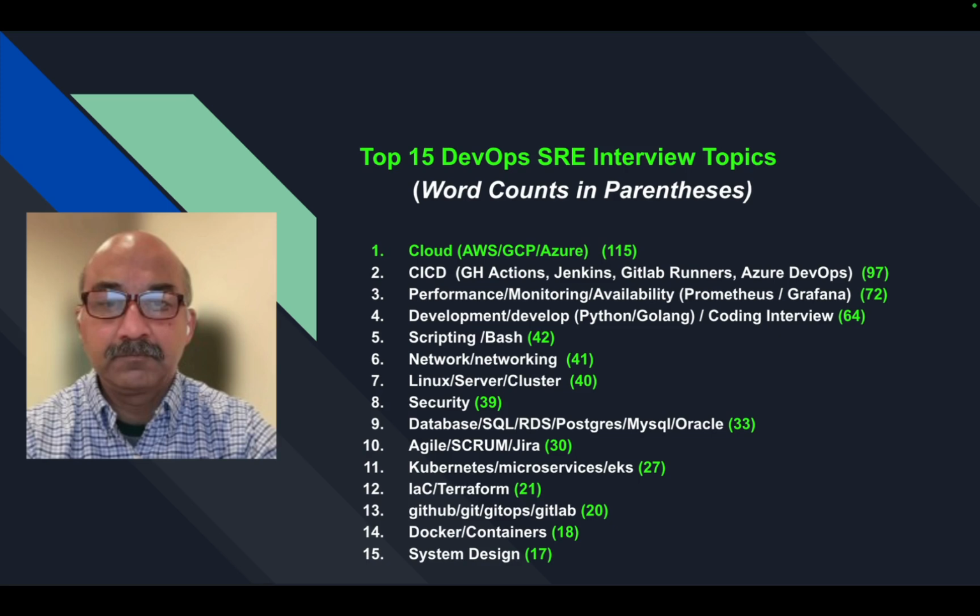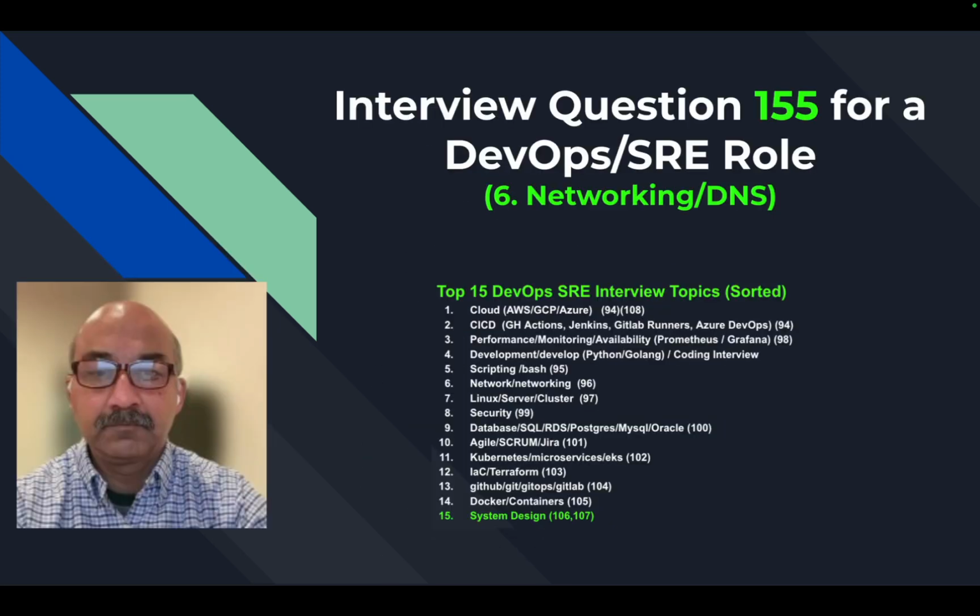Okay, as you might remember from other videos, I've done some research, and these are the 15 topics that are most important for you to study for DevOps and SRE interviews. The ones at the top, like cloud, AWS, GCP, CI/CD, those are very important. The ones at the bottom, like Docker and system design, according to the data, are not as important. But really, containers should be higher in the list. I don't know why it came out like that. But anyway, today's topic is number 6, networking slash DNS. That's the topic I'm gonna ask you a question about, and then I'll give you the answer.